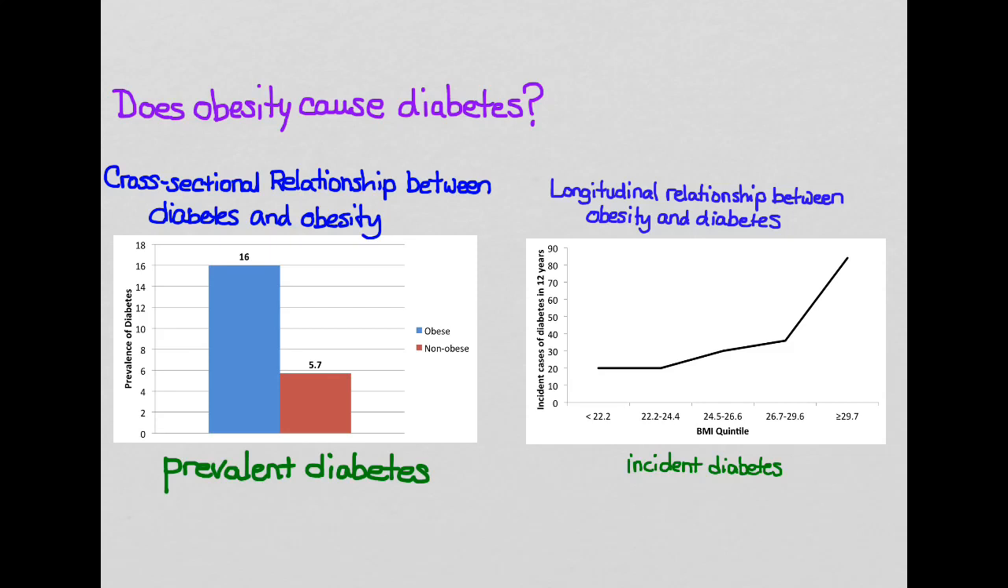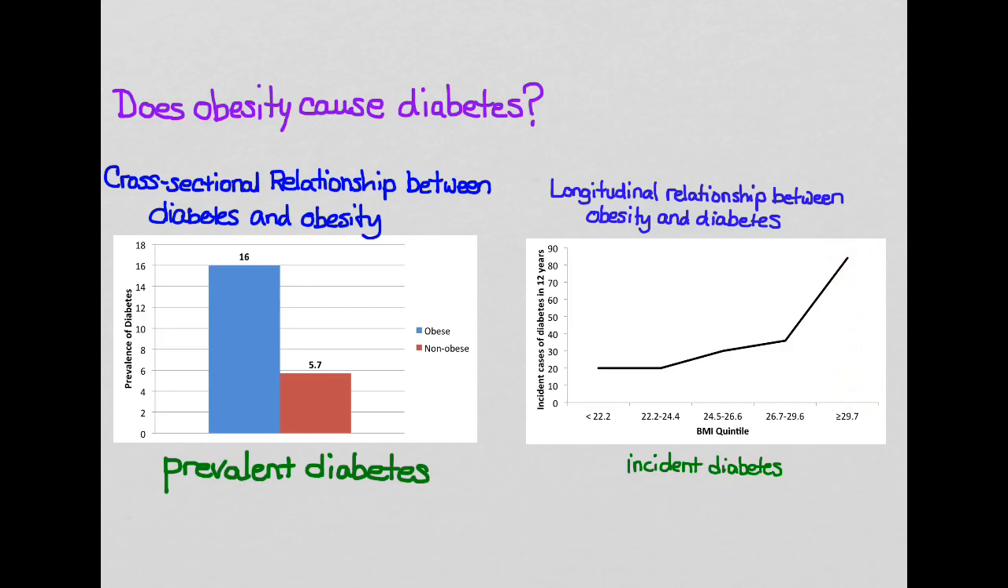Then for the people that were in the study, they did a clinical exam every year and tested blood sugar. So they were tracking every year whether people had developed diabetes. And they followed people for 12 years. And this shows the results as a function of the participants' BMI. It shows that the people who had the higher BMI were much more likely to develop diabetes.